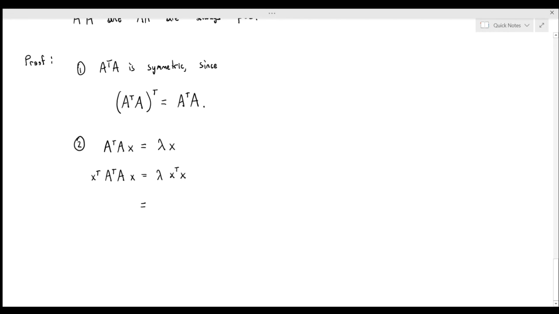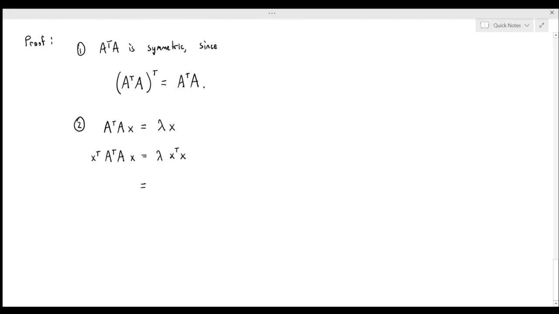All right, and then something that you guys might be familiar with, but maybe just in case you're not. Whenever you have a vector transpose times another vector, that's going to be the same as the dot product of those two vectors.